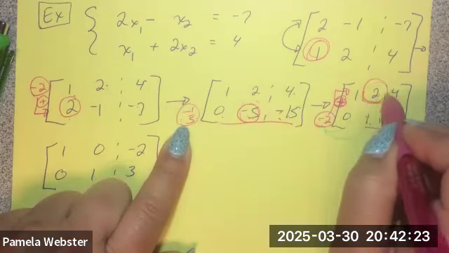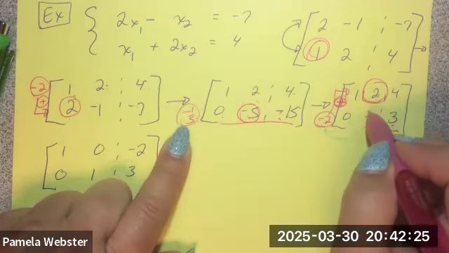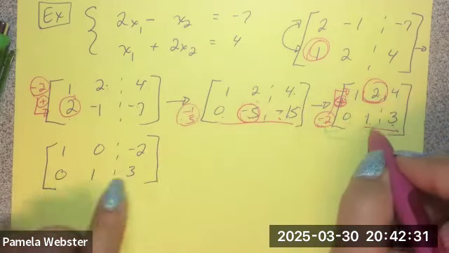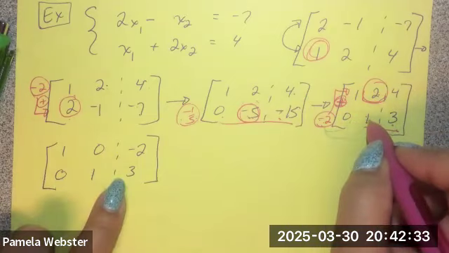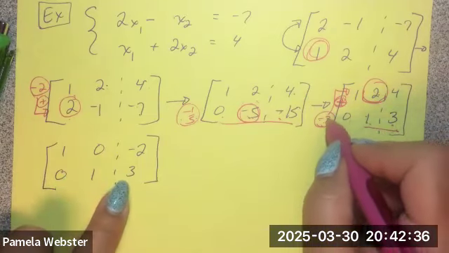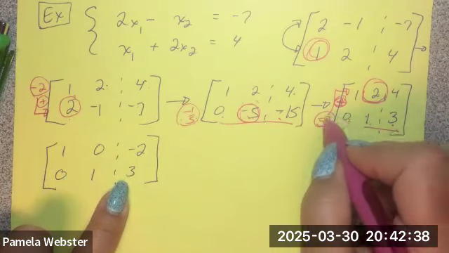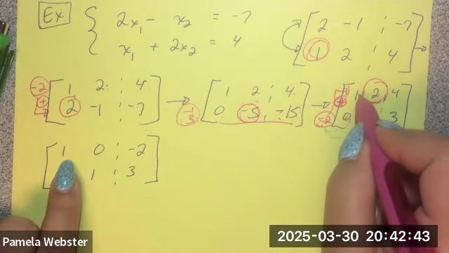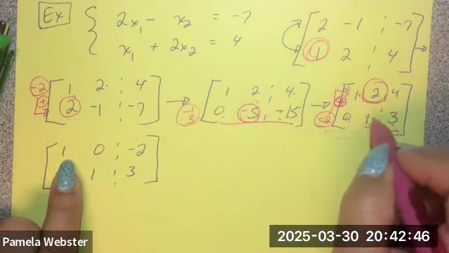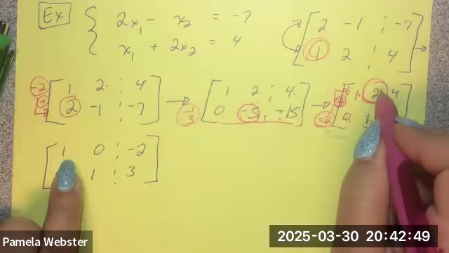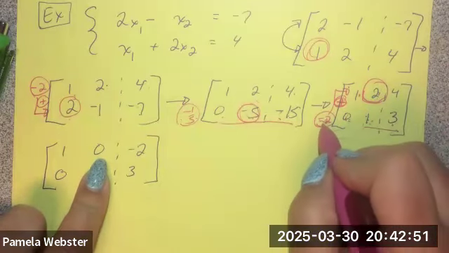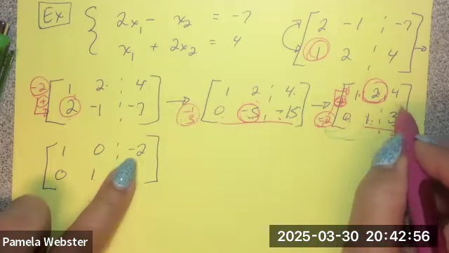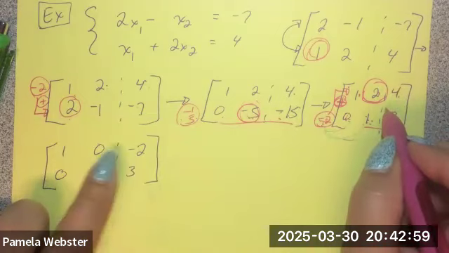And then I need this top guy, the first row, second column. I need him to be a 0. The bottom row is exactly how I want it, so I leave it alone: 0, 1, and 3. And I'm going to multiply the bottom row by -2 and add that up to make this guy work out nicely. So 0 plus 1 is 1. -2 times 1 is -2, plus 2 gives me the 0. -2 times 3 is -6. When I distribute that through, -6 plus 4 gives me the -2.